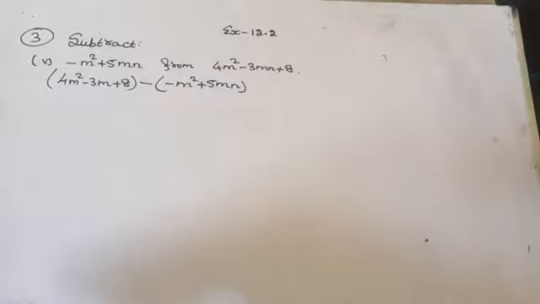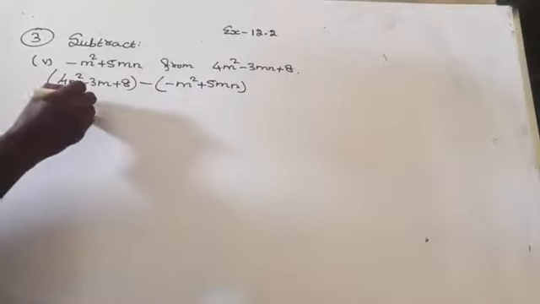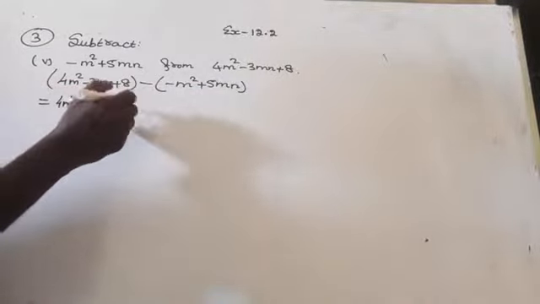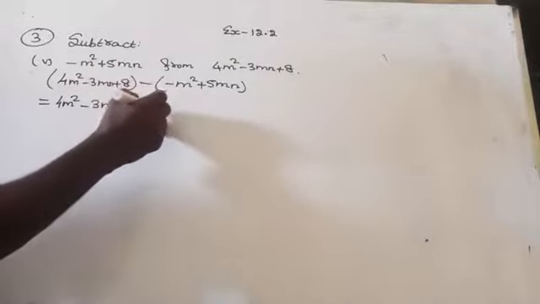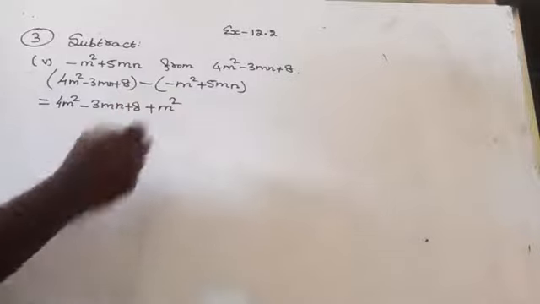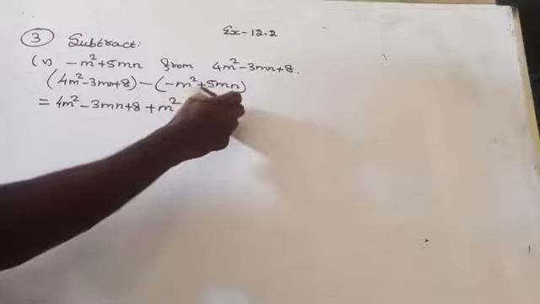Am I right here? Yeah. Now first you multiply the minus sign inside. What will you get? 4m square minus 3m plus 3mn it is. Sorry, 3mn plus 8, minus into minus is plus m square. Then minus into plus is minus 5mn.